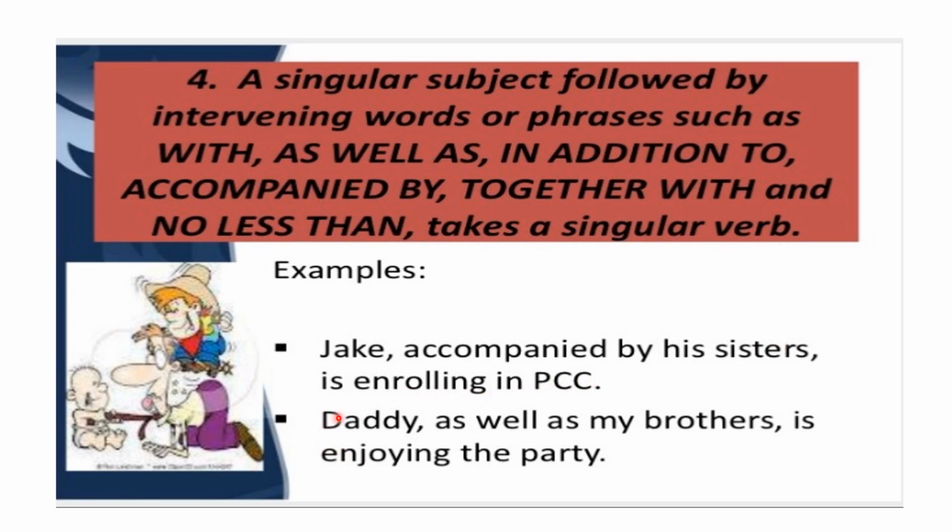The second example: Daddy as well as my brothers is enjoying the party. So here again singular subject Daddy followed by this phrase as well as, then my brothers. Again you're going to use a singular verb. Therefore you will use is enjoying the party. You cannot say Daddy as well as my brothers are enjoying the party. That's wrong. It is Daddy as well as my brothers is enjoying the party.